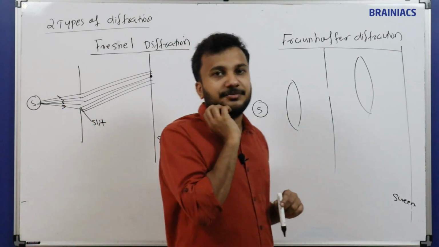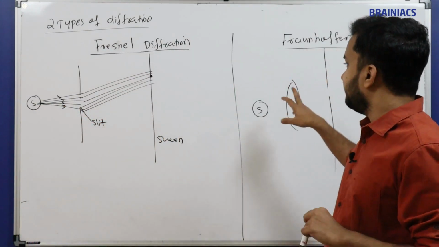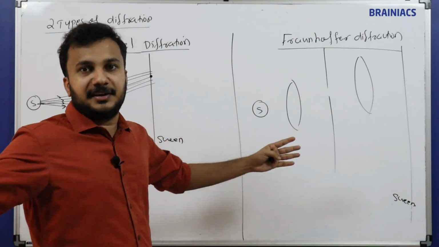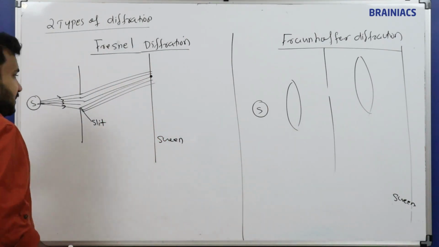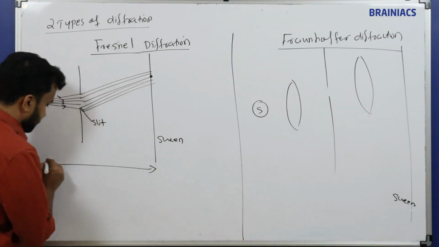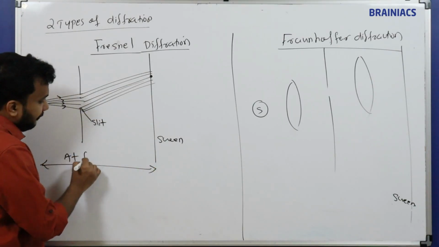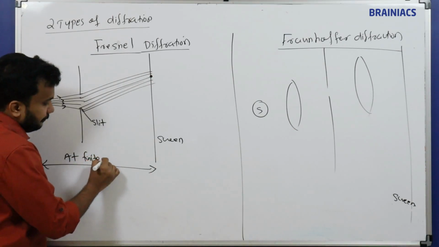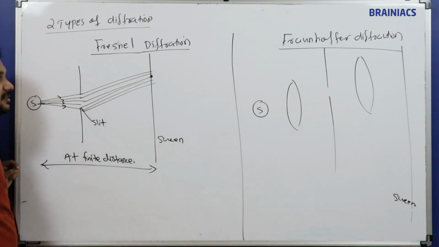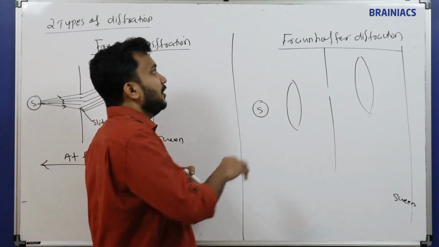But what is the difference in Fraunhofer diffraction? In Fraunhofer diffraction, the source of light and the screen are at infinite distance. In Fresnel diffraction, the source and the screen are at a finite distance. The other properties are the same.